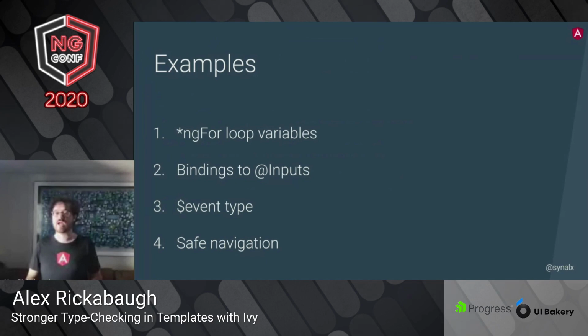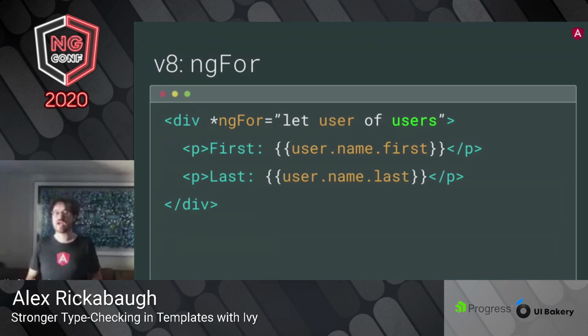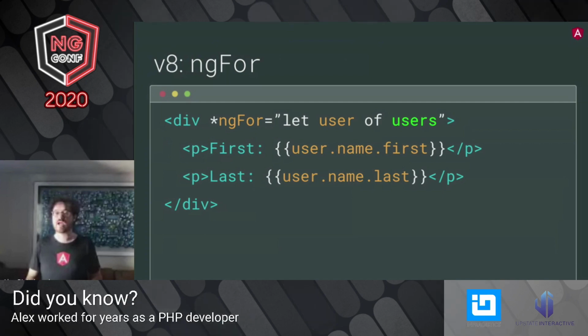And since full template type check is actually the default in the CLI, that will be the basis for our comparison. The best type checking Angular could do in version 8 versus the best we can do in Ivy. Let's dive in. So the first example I want to show you is an ngFor loop that iterates over an array of users. And the ability to check ngFor has been one of those most requested features, and we can finally do it with Ivy.